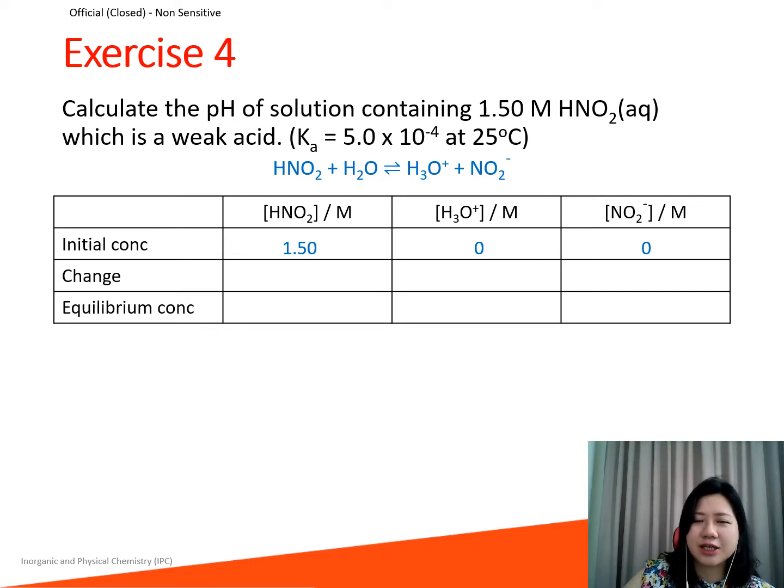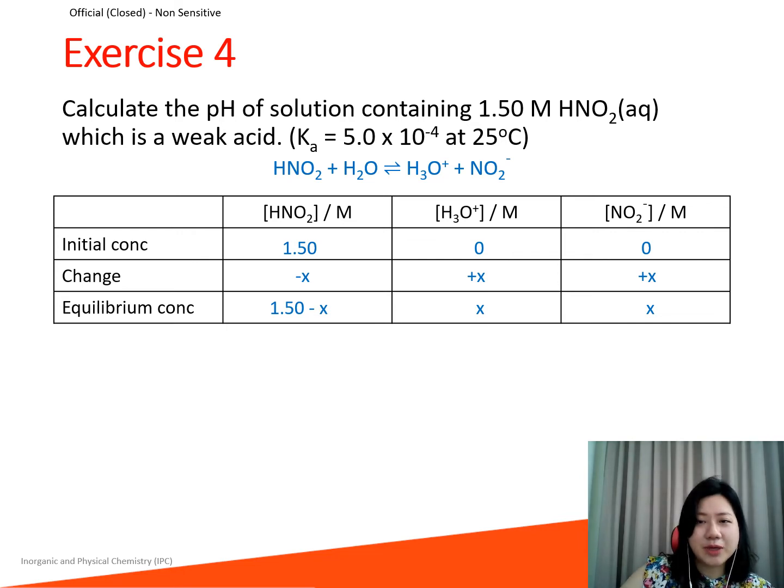So let's represent the change in concentration with X. From the acid dissociation reaction, we can see that the stoichiometric ratio of HNO2 to H3O+ to NO2- is 1:1:1. So the magnitude of change in concentration would be the same for all three chemicals. But since HNO2 is a reactant, the concentration would decrease. That's why we write minus X. H3O+ and NO2- are products, so their concentration would increase. That's why we write plus X. Finally, let's fill in the equilibrium concentrations.